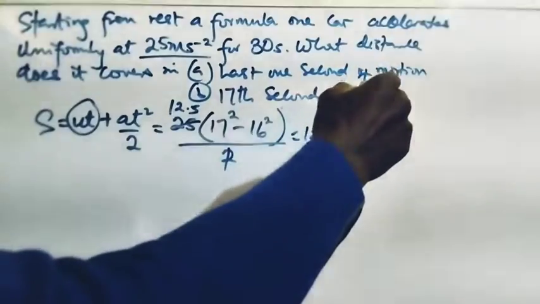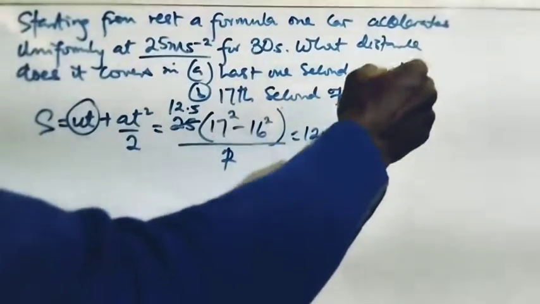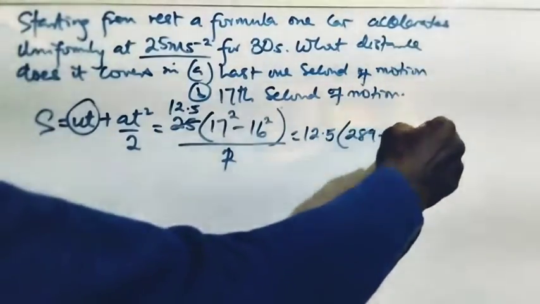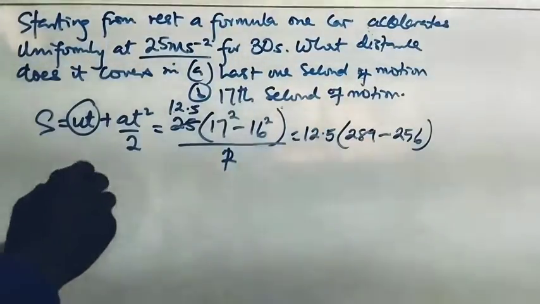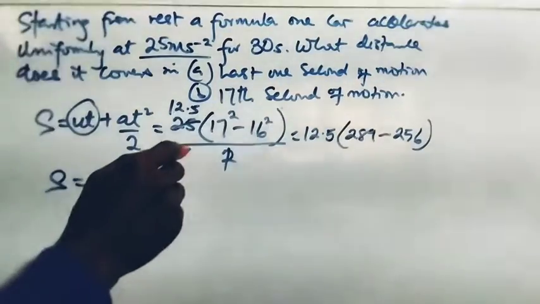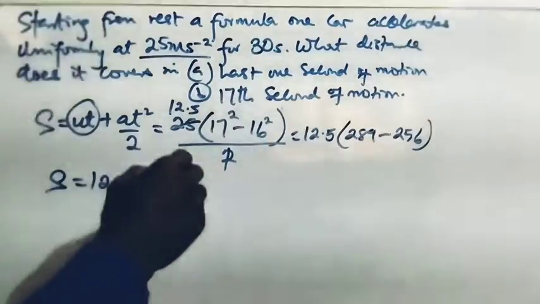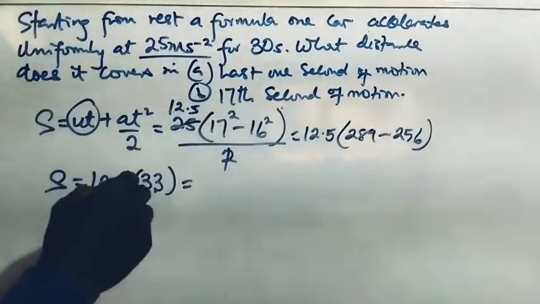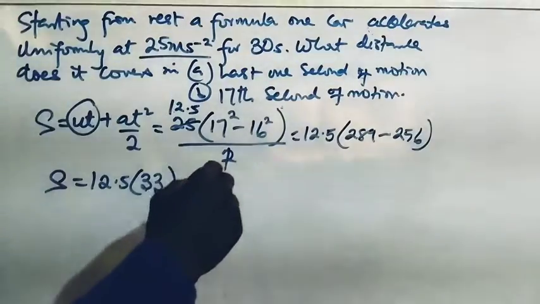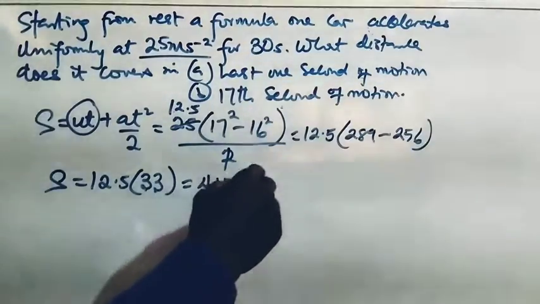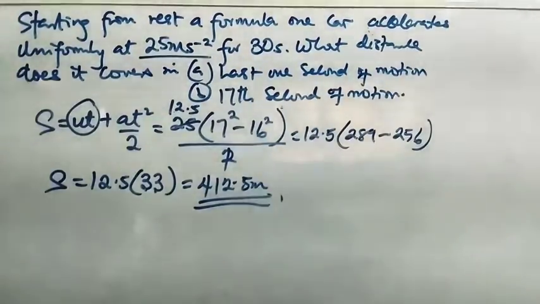Then in brackets, 17 squared gives us 289, minus 16 squared gives us 256. So our distance is 12.5 times (289 minus 256), which gives 33. 12.5 times 33, using our calculator, gives us 412.5 meters. All right, this gives the solution to this problem on the board.